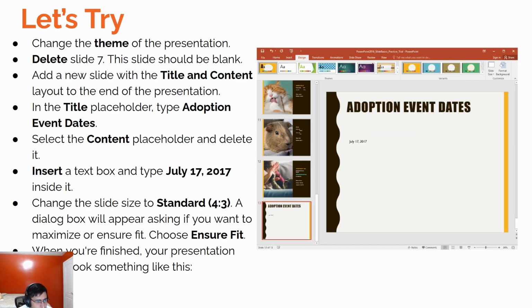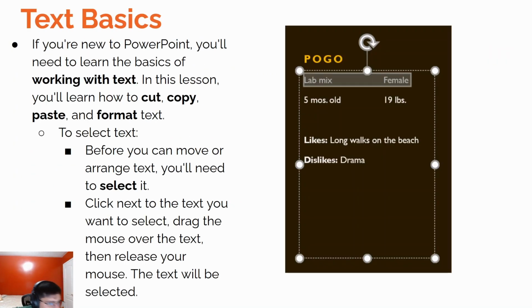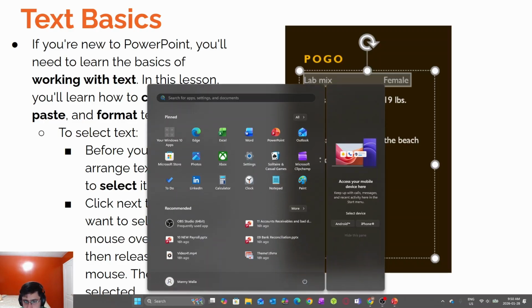All right, picking up where we left off, we're discussing text basics. If we are new to PowerPoint, we would need to learn the basics of working with text. In this lesson, we'll learn how to cut, copy, paste, and format text. Before you can move or arrange text, we'll need to select it. To select it, we just click next to the text we want to select, drag our mouse over the text, then release it, and it will select our text.